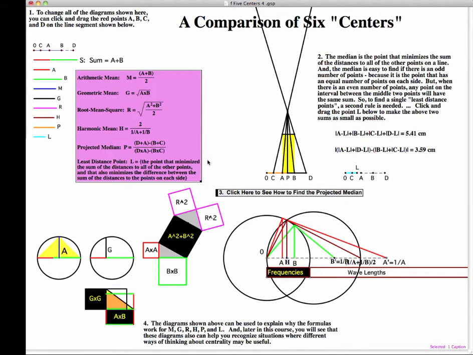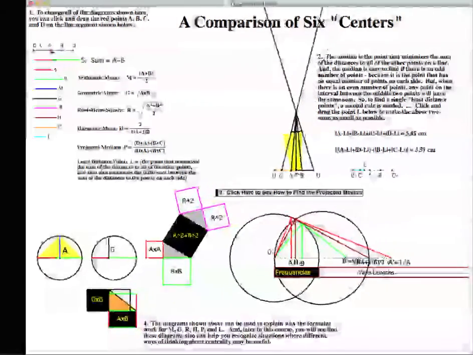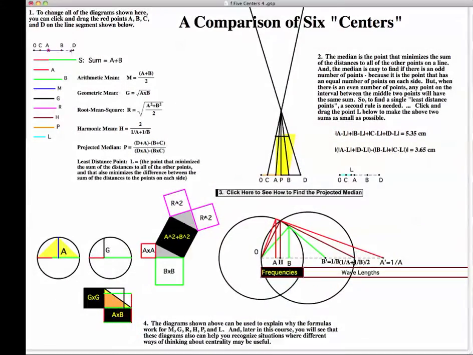Each of these centers is marked using a different letter in other diagrams on the worksheet. And, if you change the values of A and B in the number line at the top of the worksheet, then you can see how the value of the different centers change.